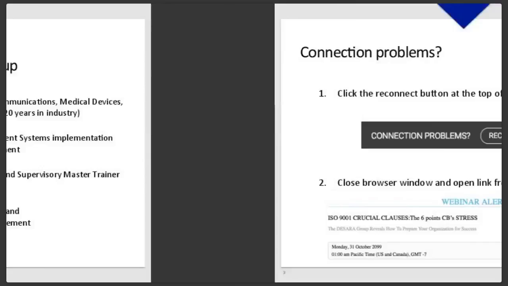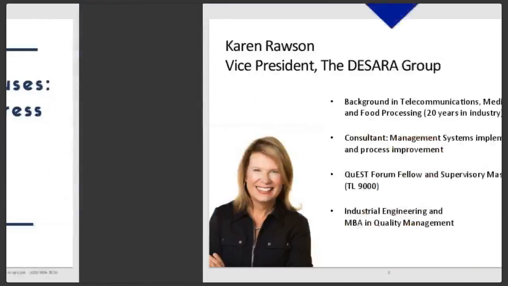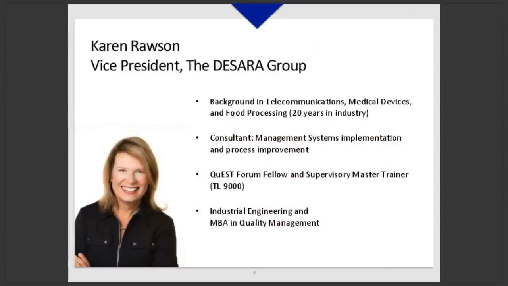I know we've got just about everybody on who's going to be here by now. Maybe some will log in after the top of the hour, but I'll just say welcome to ISO 9001 Crucial Clauses. The 6-point CVs stress, but they can't say how to address. The reason they can't say how to address is that certification bodies have to maintain their neutrality. But the DESARA Group is a consulting company, and this is me. I'm the vice president of the DESARA Group.